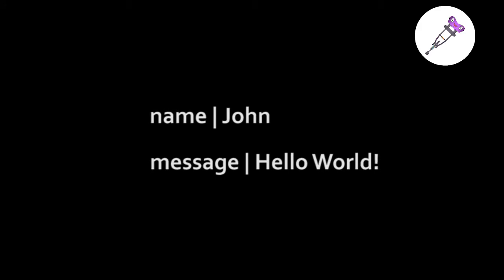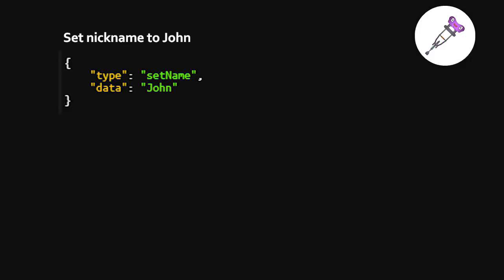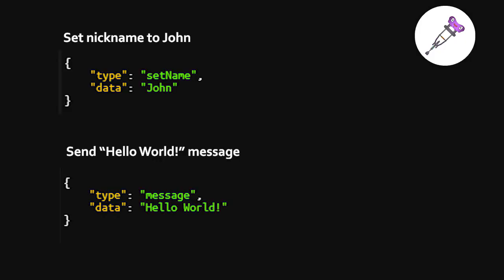But we need to send 2 parameters through the network in both cases. How can we do that? Well, we can define some sort of delimiter character and split the data and get a whole bunch of problems in the long run. But it's better to just use a machine-readable text format like XML or JSON. Personally, I prefer JSON. This is what we are sending now, to set a nickname and to post a message.